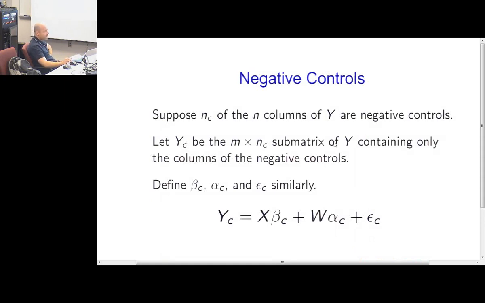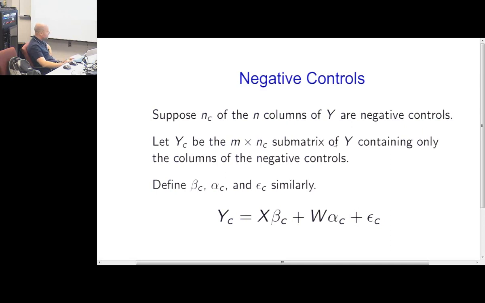To be a little bit more explicit, suppose that we have a number n sub c of our n columns of y, our negative controls. We're going to let y sub c be the m by n sub c submatrix of y that contains only the columns of the negative controls. We're also going to define beta sub c, alpha sub c, and epsilon sub c similarly. These are all submatrices. And we then have this equation. It's the same model, but applied now to just the negative controls.